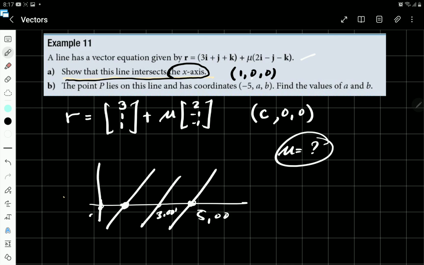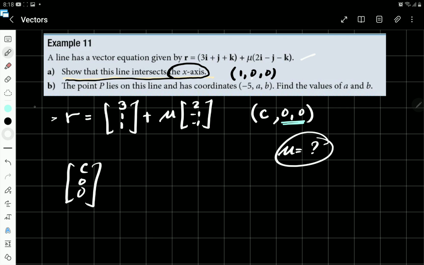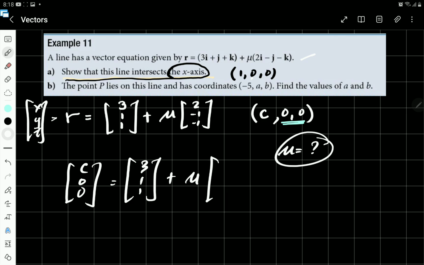But take a look. The one that we are quite sure of is that the y and the z are equal to 0. So now let's continue. We have there (c, 0, 0). Remember, this is your xyz. This is equal to (3, 1, 1) plus mu times (2, -1, -1).